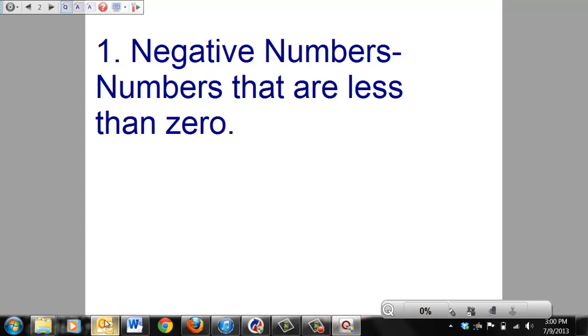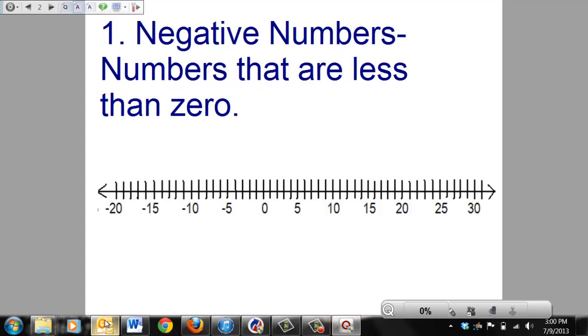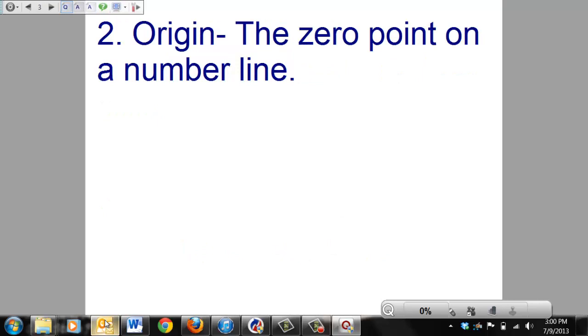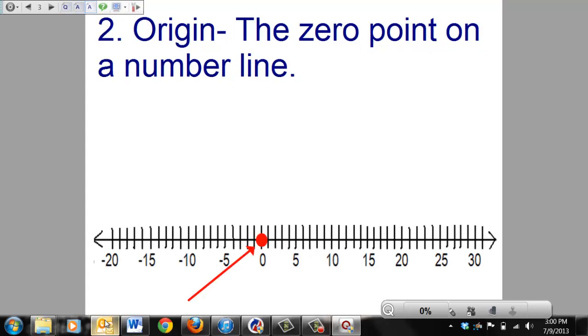Negative numbers are numbers that are less than 0. Let's go back in just a second. You can see on that number line there, the numbers to the left of the 0, that's going to be your negative numbers. Your origin is the 0 point on a number line. See the pretty number line? That dot represents the origin, the 0 point.